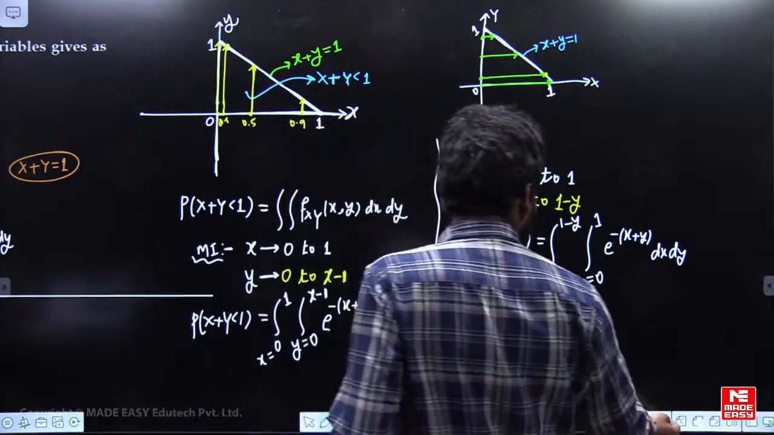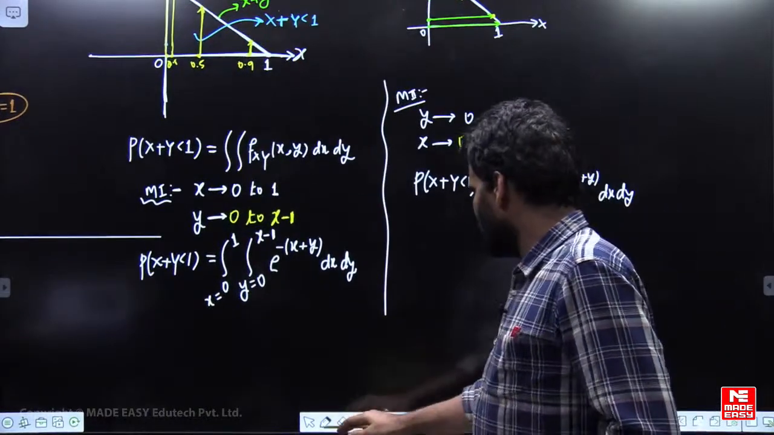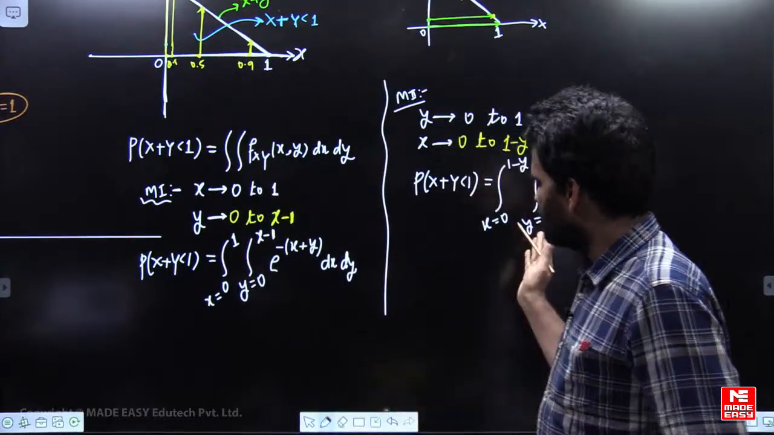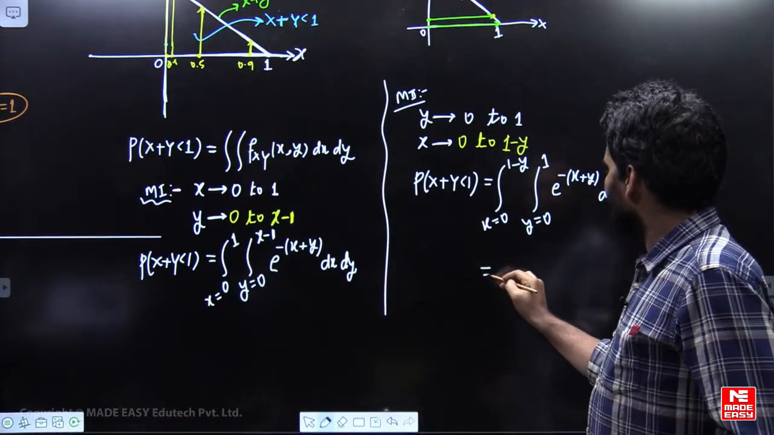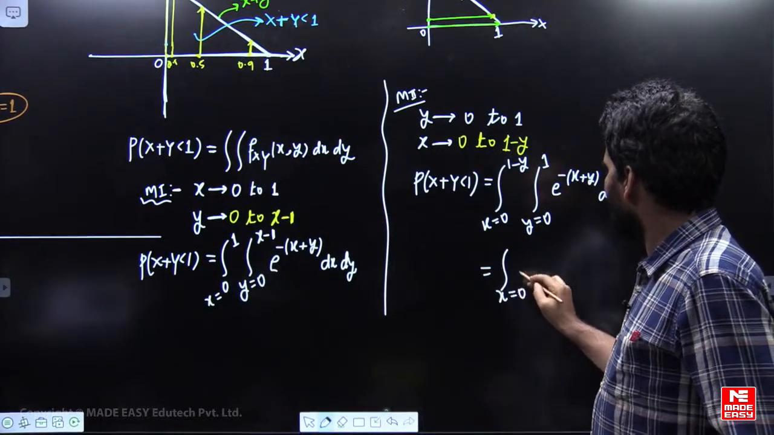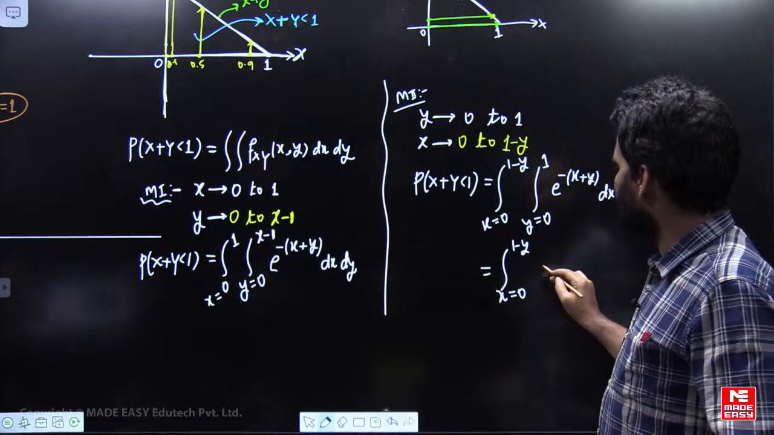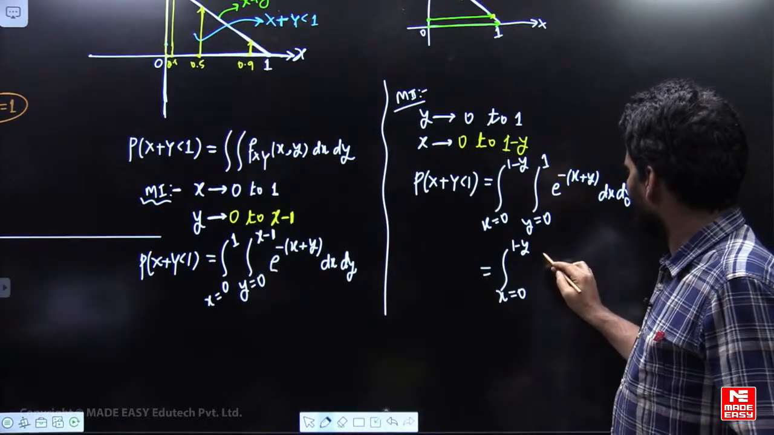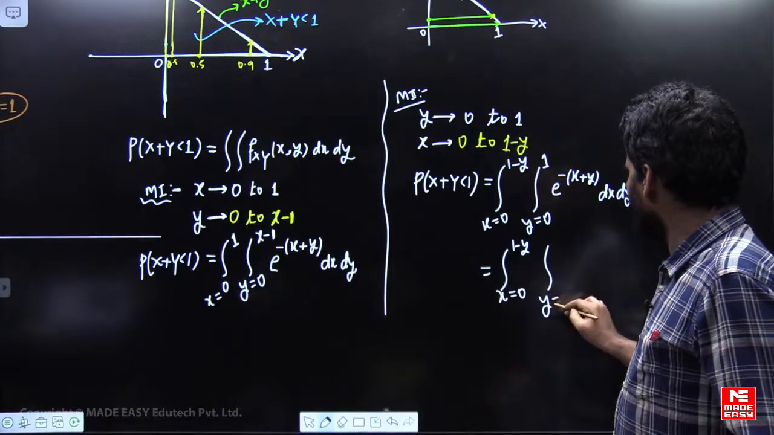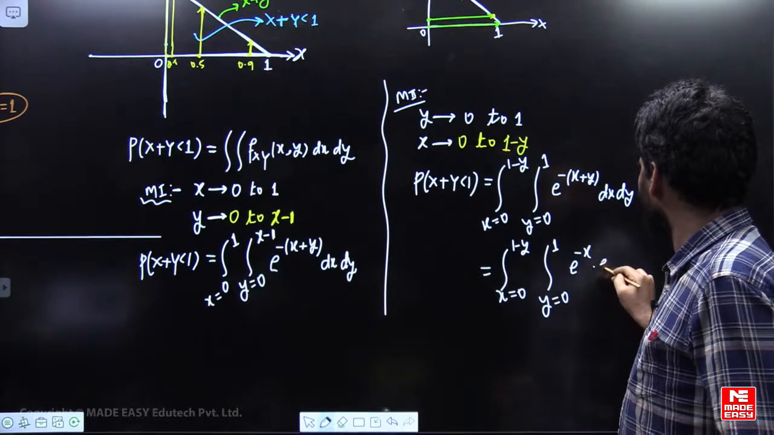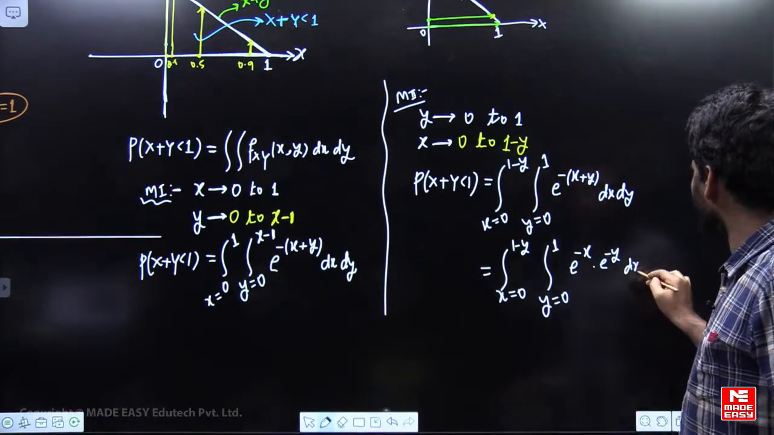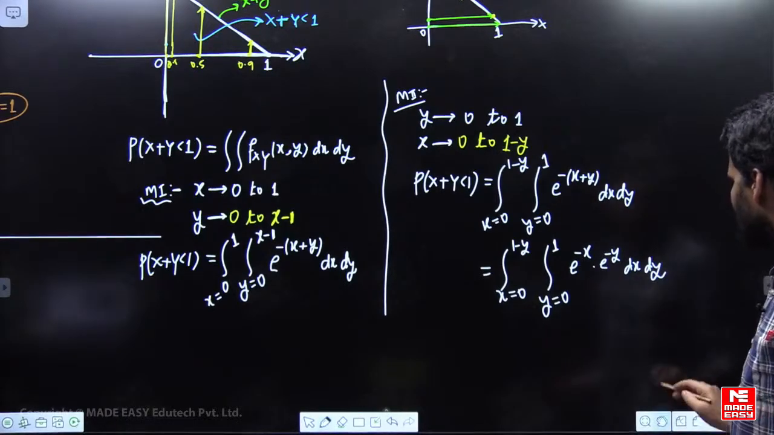Yes, you can. I will do it here, or you can do it like this. So this is x from 0 to 1 minus y, and y from 0 to 1, e power minus x, e power minus y, you can write dx dy.